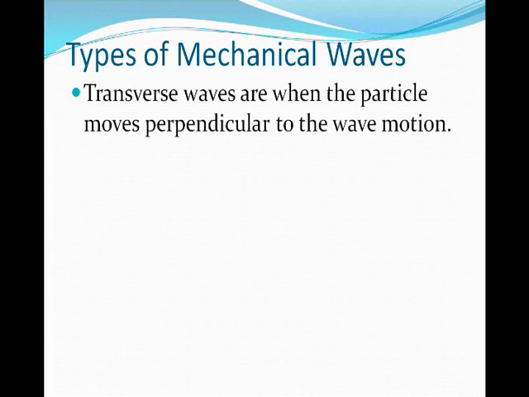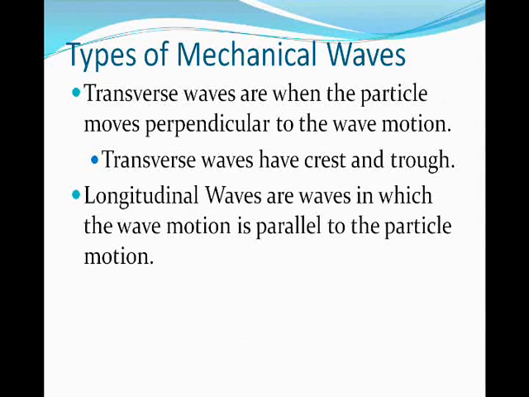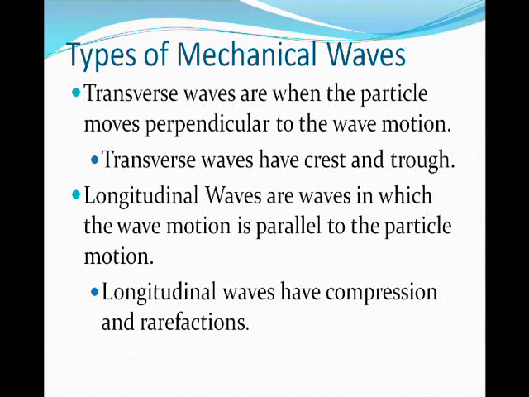Transverse waves are when the particle moves perpendicular to the wave motion. And I'm going to show you what that means in just a moment. Now, transverse waves have a crest and have a trough. And we're going to draw this in a second so that you can have those labeled. Longitudinal waves are waves in which the wave motion is parallel to the particle motion. And a longitudinal wave doesn't have a crest and a trough. They actually have compressions and rarefactions. So let's look to see exactly what these two types of waves look like.